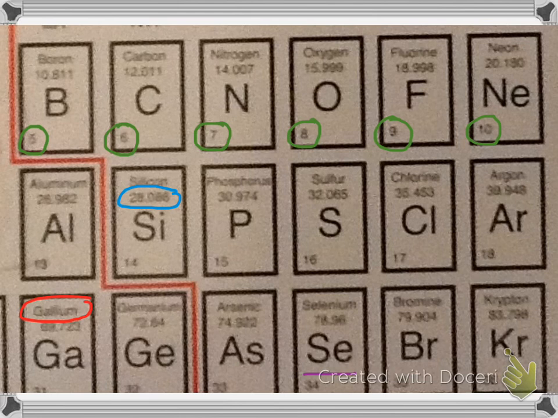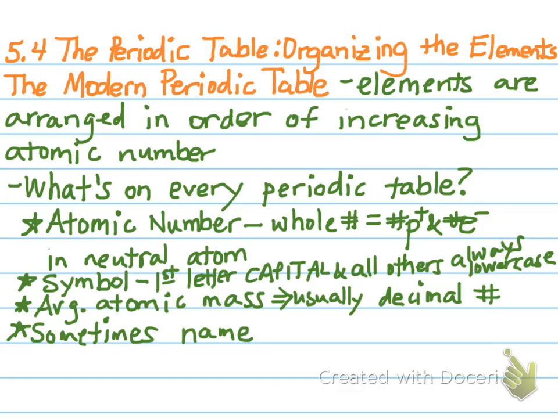Notice again, the number that's not here, remember there's no mass numbers on the periodic table. Mass number, remember, is the total number of protons and neutrons added together. And the one that I circled in blue, the average atomic mass, is not the mass number. Remember that the atomic number, which is circled in green, does tell you the number of protons.